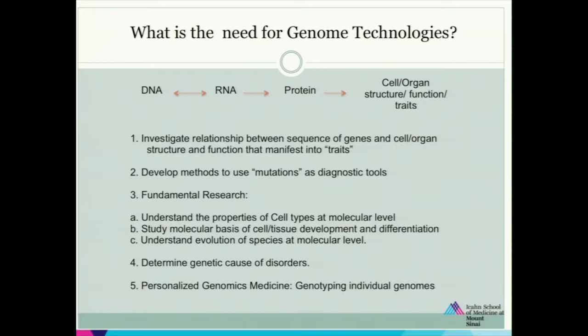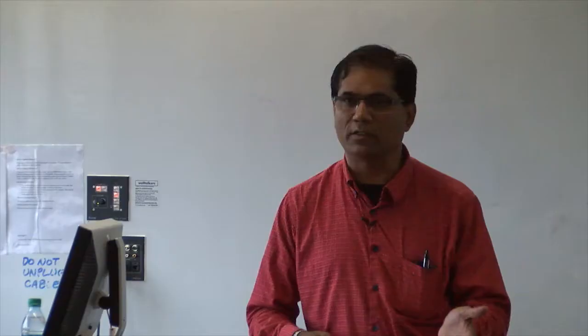And in fundamental research, we have to understand the properties or functions of the cells at the molecular level. We need to understand the structure and functions of the DNA, RNA, and protein, right? We also need to study the molecular basis of cell development and differentiation, and understand evolution at the molecular level. So for all these functions, either in research or in applied aspects, we need to develop the technologies which take us from DNA to RNA to protein to the function of the cell or organ. We also have to develop techniques to determine the genetic cause of disorders, and nowadays a new phase of medicine called genomic medicine. For that, we need to understand the genotype of the entire individual, in the normal condition as well as in distinct conditions, right? So these are the different reasons why we need to develop the genome technologies.